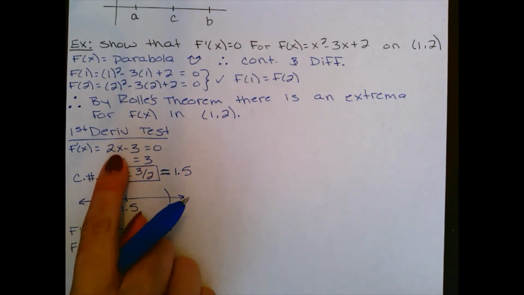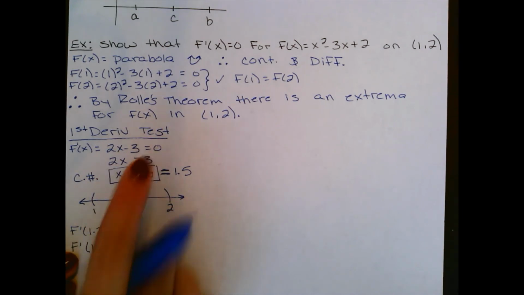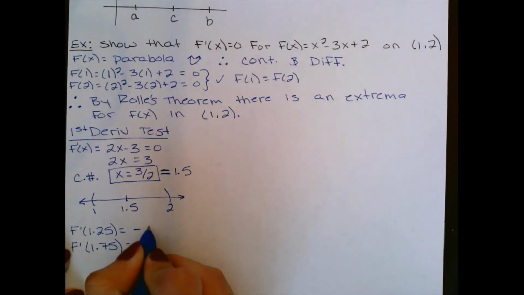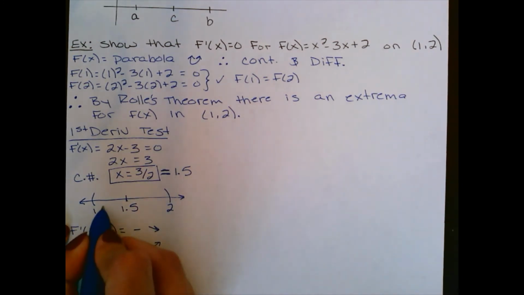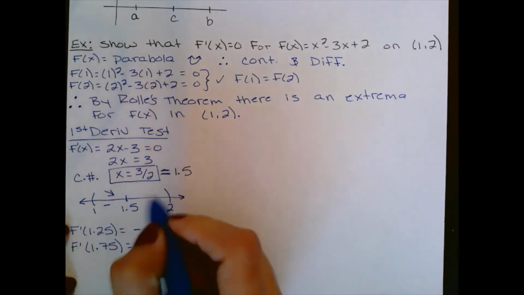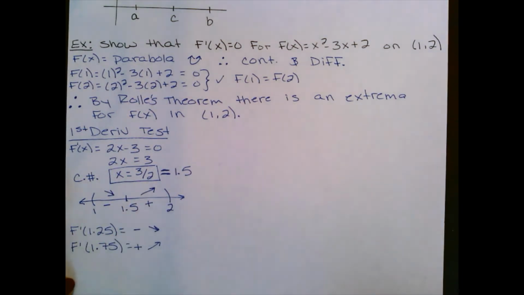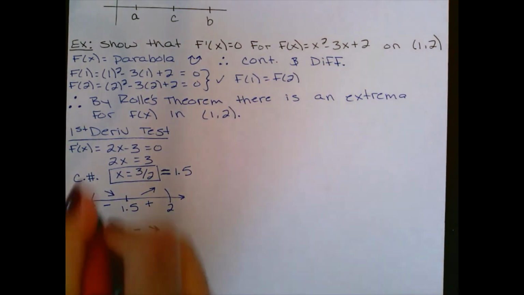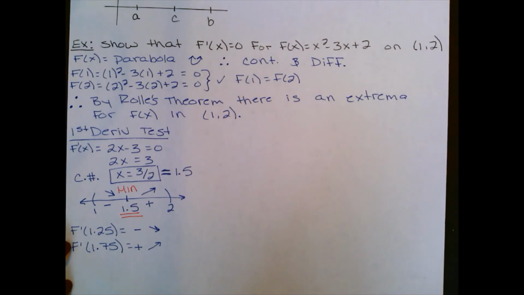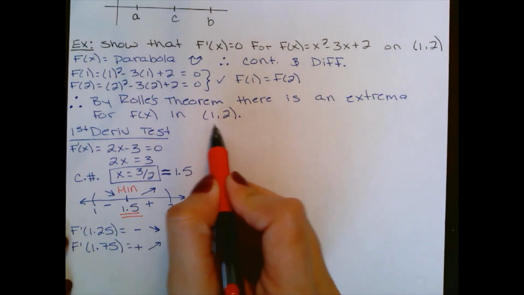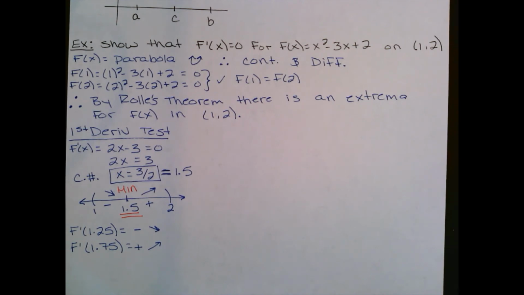If I put 1.25 times 2 and then minus 3, I am going to end up with a negative. And if I put a 1.75 times 2 and then subtract 3, I'm going to get a positive. So negative indicates decreasing and positive indicates increasing. So there is my proof that I did have an extrema, specifically a minimum, at 1.5 or 3/2, and it did end up being in between 1 and 2. Let's check out another one of these.